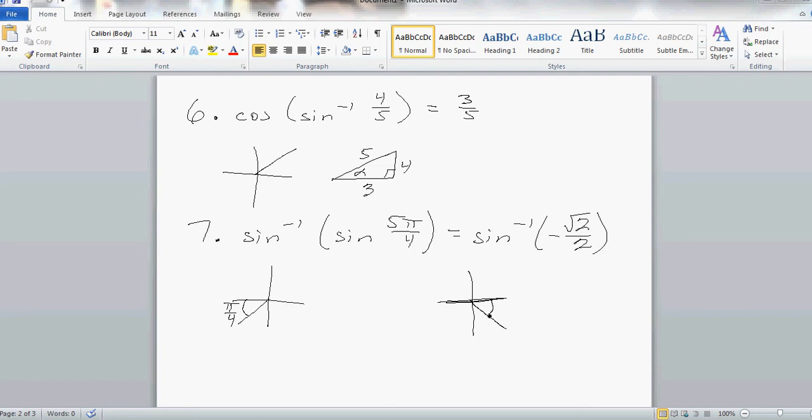So now we have to find what is that angle. Well, where does sine equal root 2 over 2? That is the angle pi over 4. But we don't call this pi over 4. We call it negative pi over 4. And that is the final answer to number 7.